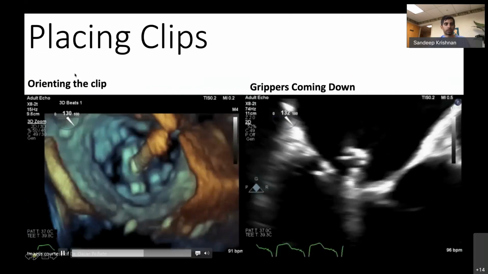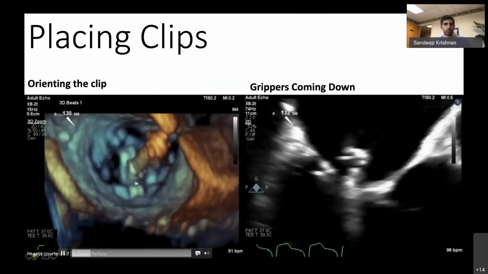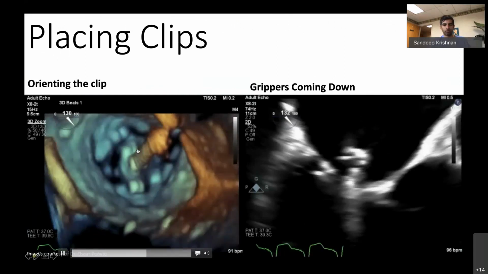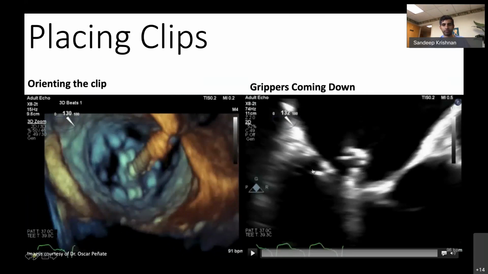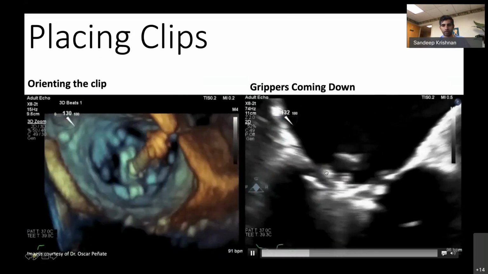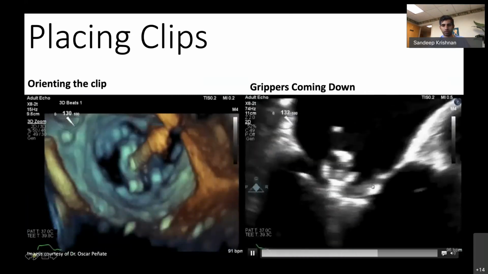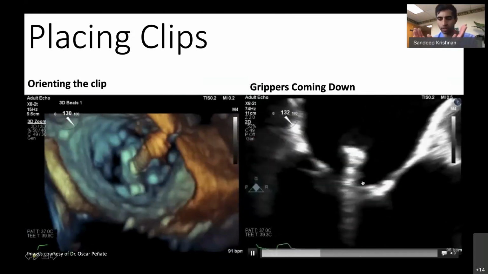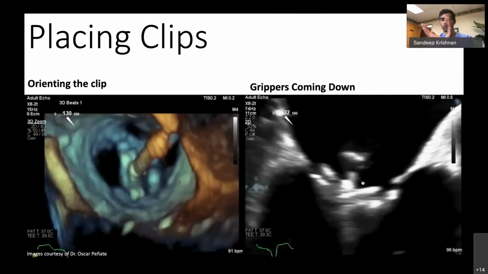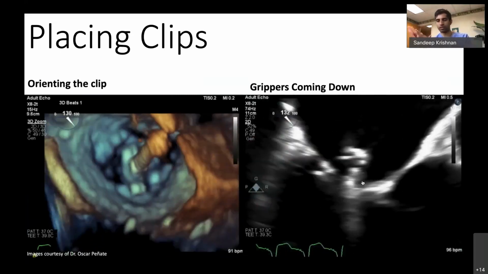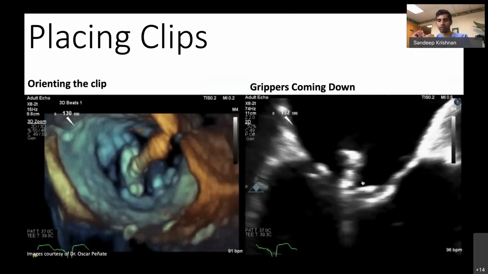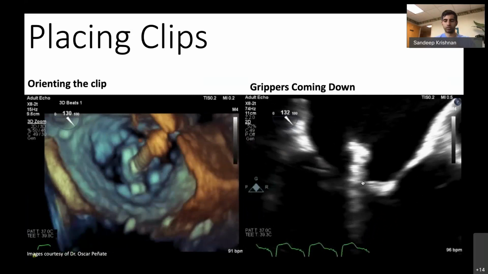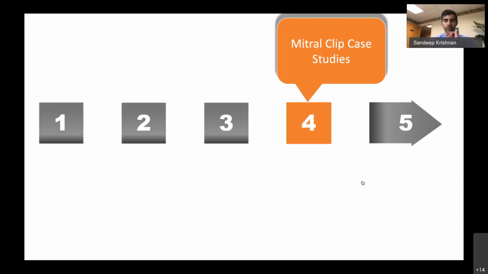So here we're orienting the clip. And here, these are the clip arms. This is the anterior leaflet of the mitral valve, and the posterior leaflet of the mitral valve. And here are the clip arms, and these are the grippers coming down. So what we're doing is creating a sandwich, because here are the arms, and then what we'd like to do is put the leaflets on top of the arms and then put the gripper down on top of that. So now the leaflet can't go anywhere, and then we're able to close the arm. So it's literally a leaflet sandwich.